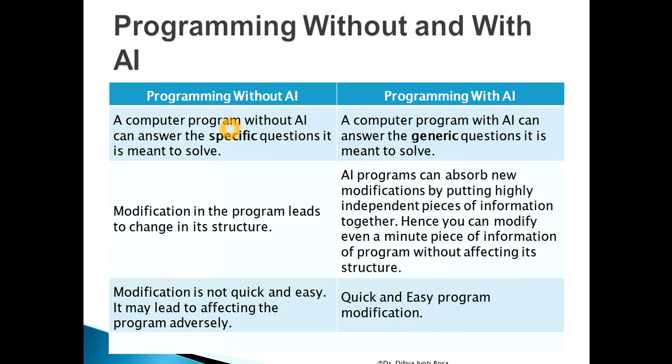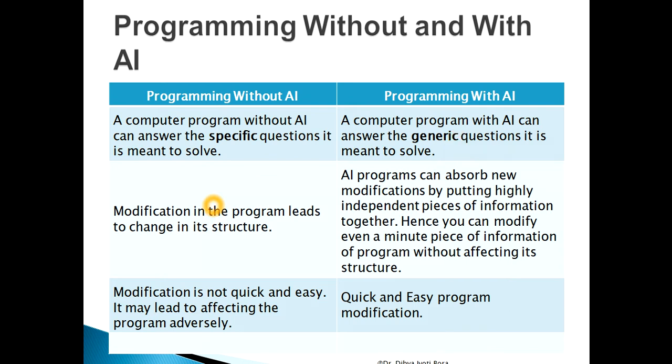A computer program without AI can answer the specific questions it is meant to solve. Do note that term, specific. But in case of programming with AI, a computer program with AI can answer the generic questions it is meant to solve. Now we are using the term generic.